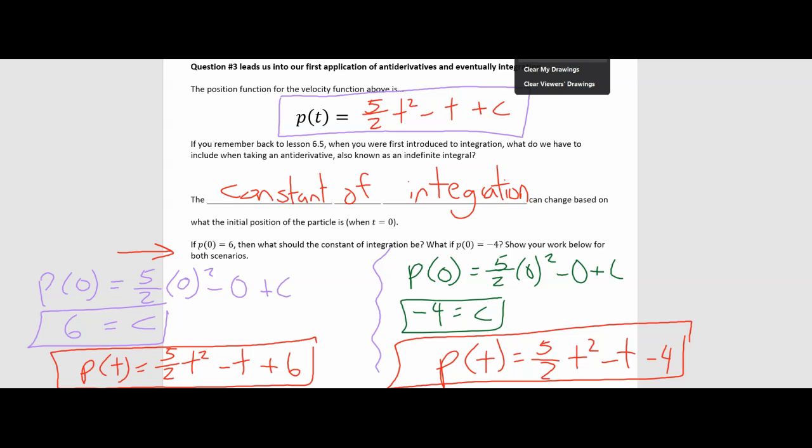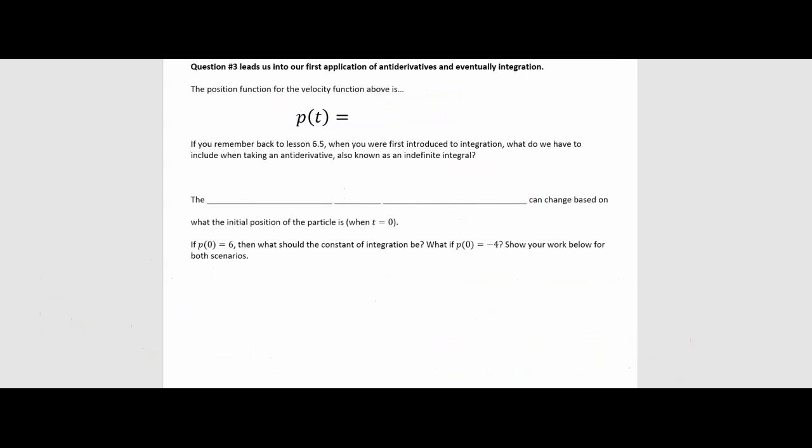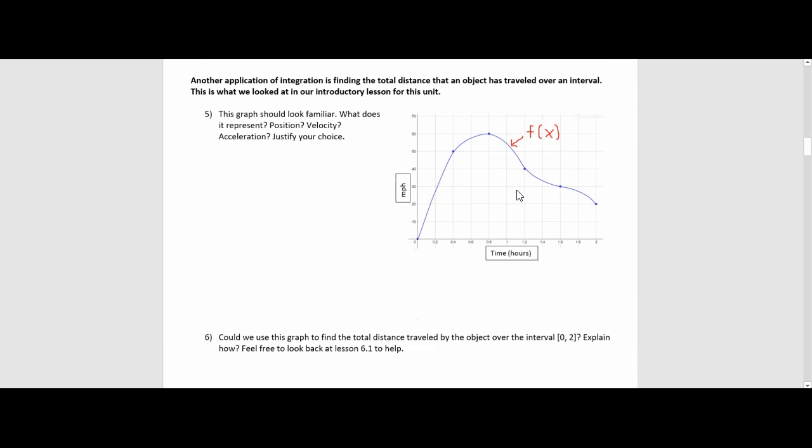Okay, I guess our second main concept from today. The first one was that the antiderivative of velocity would be position. This concept being, how do we find the specific position function? We're going to skip number 4. We're actually going to do everything on this page.